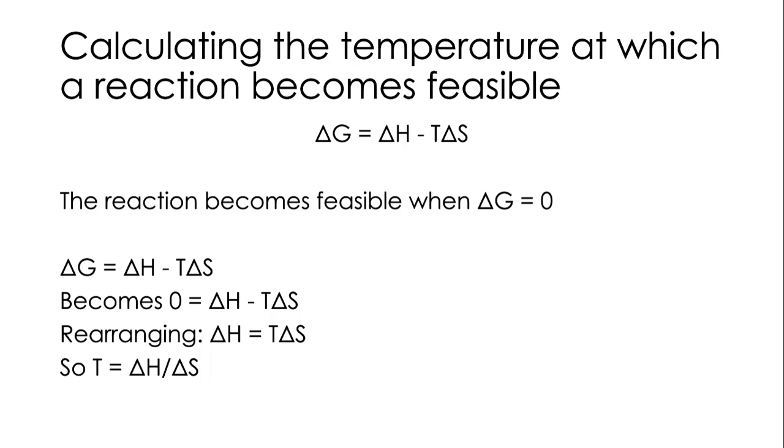So if we put delta G is 0 into that equation, we get 0 equals delta H minus T delta S. And if we rearrange that, we get delta H equals T delta S. And then if we rearrange that further, that means the temperature is the enthalpy change divided by the entropy change. And again, we've got to remember to convert the entropy change into kilojoules per mole per Kelvin. Again, I'm going to be doing a worked example of one of these questions. So you can watch that video after you've watched this one.